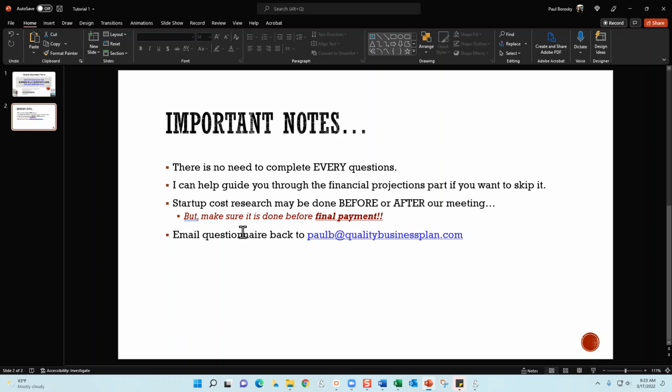And then also third, startup cost research may be done before or after our initial meeting. Some people want to do all their startup cost research before we do our meeting. Other people, they want to do it after our meeting. That's fine, not a problem. A lot of people, what they do is they just use budgets. They want to stay between this budget for startup costs and this budget for working capital, and that's a great way to structure it as well. So if you want to do it before or after, not a problem. Just make sure you get me all your costs before your final payment is made.